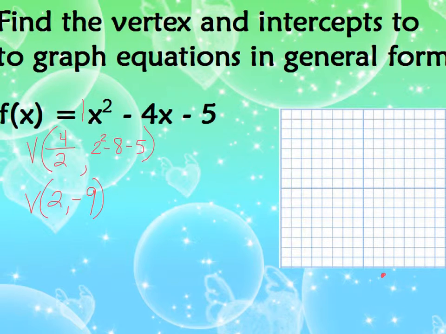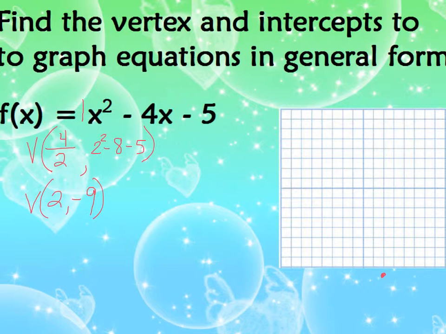It does open upward because my a value is positive. In fact, since my a value here is the same as when it's in standard form, so since it's a 1, it's just going to be your standard shaped parabola. And so let's see what it says. Find the vertex and the intercepts. Okay, so let's find our intercepts.